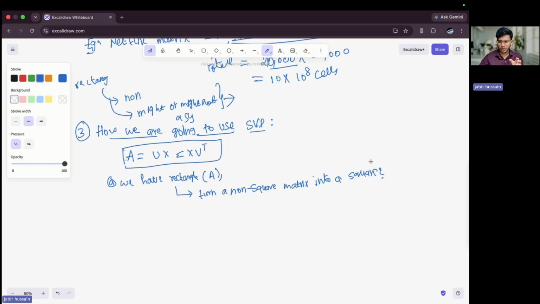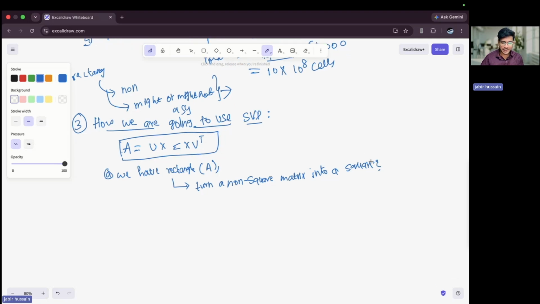Or let's imagine this: we have a rectangular matrix. Can we do something with this matrix, and when we do something to it, I should get a square matrix? Is there a way to do it? Remember, there is a concept. Here comes the concept called transpose.